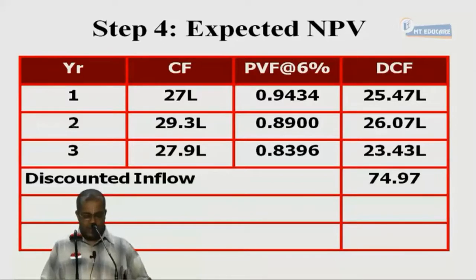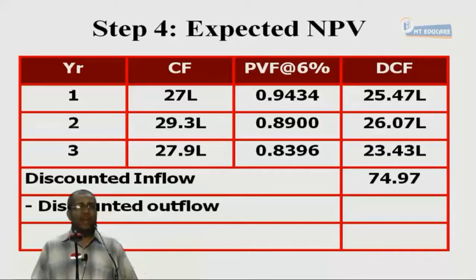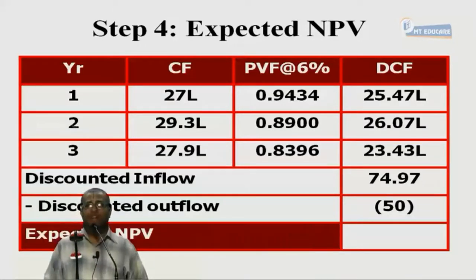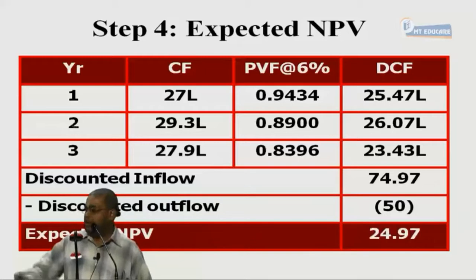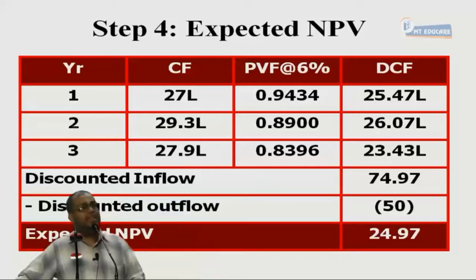Look at the workbook. What is the initial investment in the project? Look at the first line. What is the investment here? 50 lakhs. The airline invested 50 lakhs in this project. Now, what is the expected net present value? It is 24.97 lakhs. Expected NPV is 24.97 lakhs.